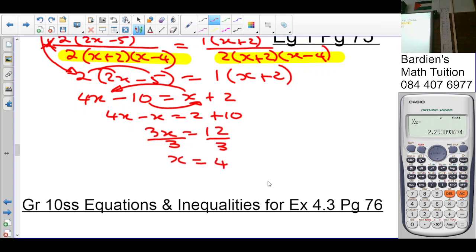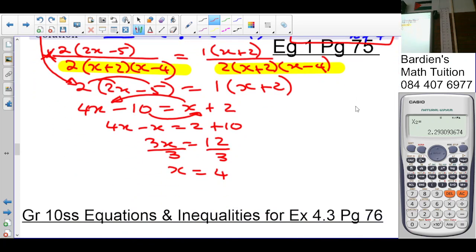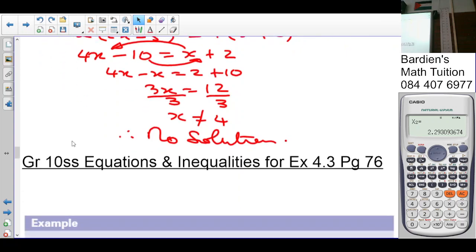4. But you say, hang on. What do we notice here? x can't be 4. There we go. So therefore, there is no solution. So what does that mean? That means to say I can choose any value for x. It will never work out. The equation will never balance. Okay, you understand, people? Any confusion? No? Right.